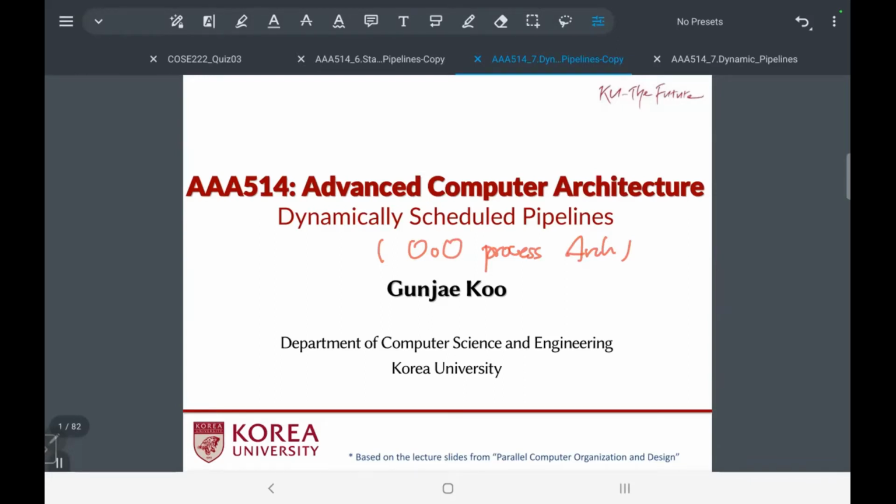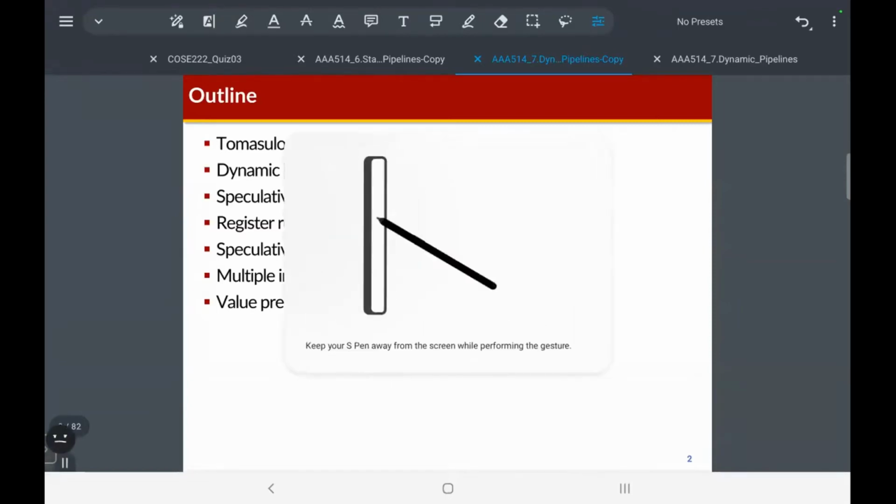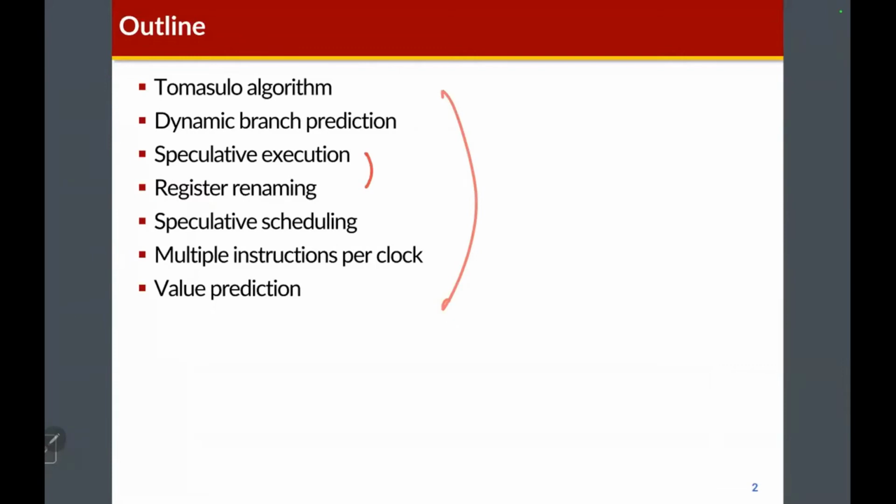Okay, like Intel CPUs or AMD CPUs, or even ARM CPUs now employ out-of-order processor architecture. So in this out-of-order processor architecture topic, we will learn about topics like the Tomasulo algorithm and then dynamic branch prediction. It's also very critical for the performance. Speculative execution and then register renaming. So those are some highlights of the modern out-of-order processor architecture.